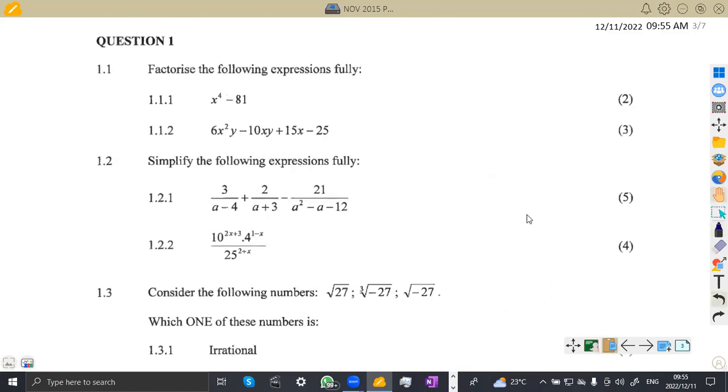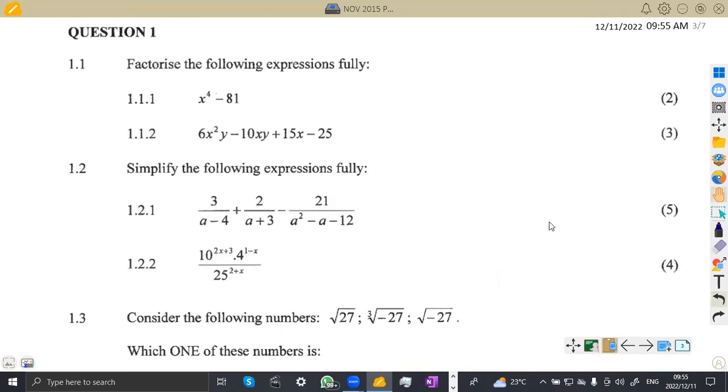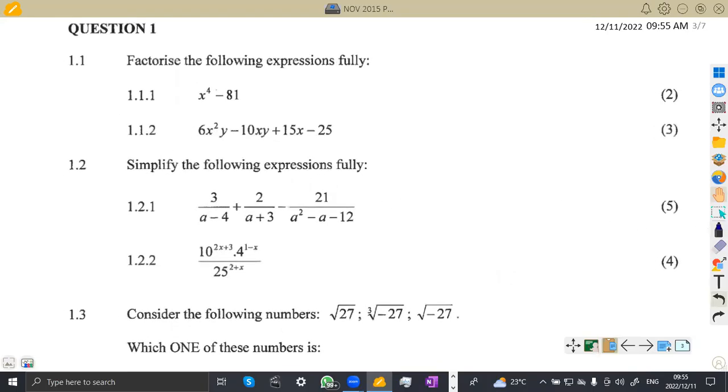So we're given on question number 1 to factorize the following expressions fully. That's 1.1.1. We are given x to the exponent of 4 minus 81. So as you know, guys, on your factorization, this is actually a difference of two squares because the square root of x to the exponent of 4 is x squared, or it can be written as x squared to the exponent of 2, minus the square root of 81, which is 9, which is the same as 9 squared.